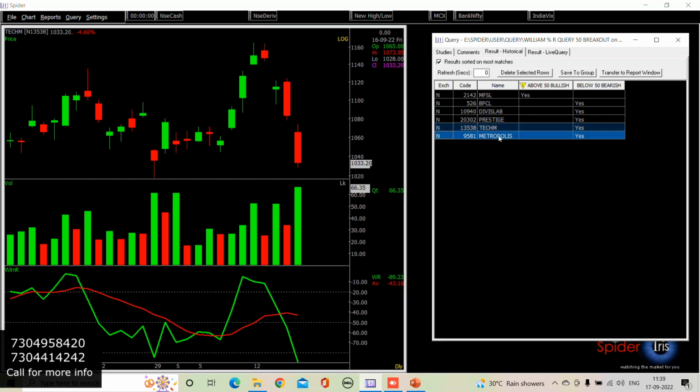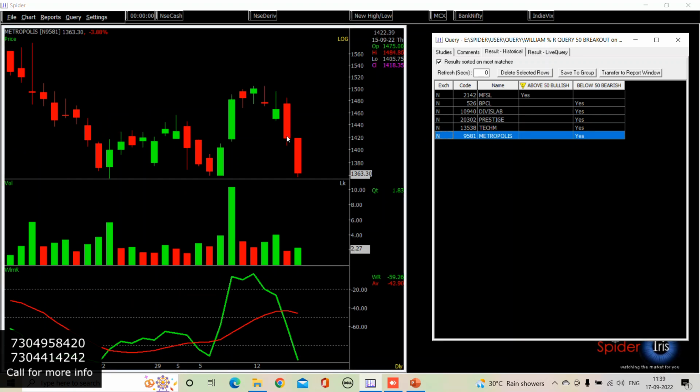Next stock is Metropolis. In Metropolis also, you can see in the previous candle the value of the Williams indicator was -59. It was cutting the red average line in downward direction. The low of the previous candle was 1405.75. So nearby 1403 you will get indication in the current candle in this technical query. Low it has shown till yet is 1357.25. In Metropolis also it has given more than 40 points of movement in a single candle.